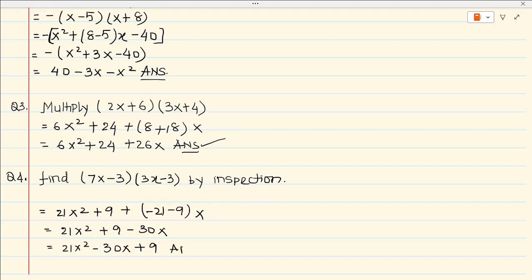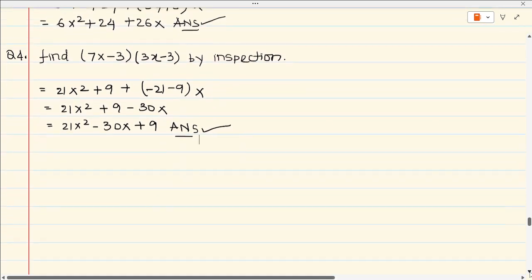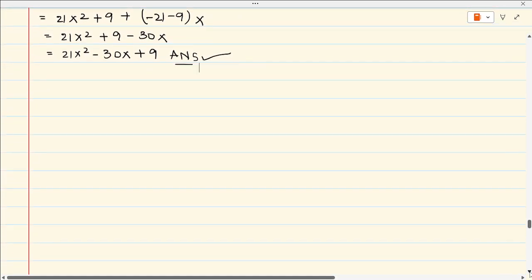It is minus 9 plus 9. So this is our answer, 21x square minus 30x plus 9. Okay, so this is, I think, in questions of class 7, class 8, class 9, they asked to multiply given binomials, not by going through the long way of multiplication, but by using some identity or using some short form.